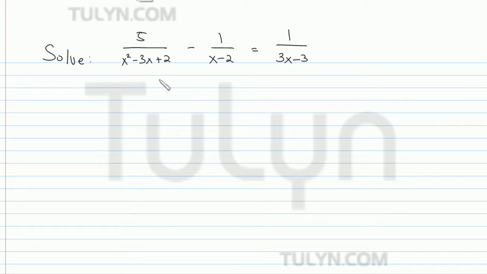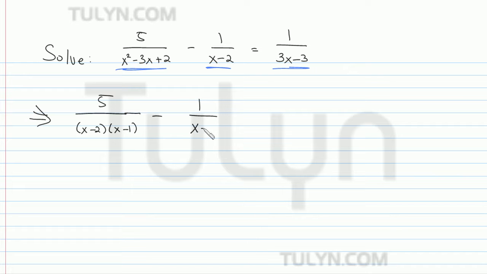So in order to find the LCD, we have to build it from the factors of each of the denominators. So the first thing we should do is to rewrite this equation with each of the denominators factored. This equation becomes 5 over x minus 2 times x minus 1, minus 1 over x minus 2, which stays the same, is equal to 1 over 3 times x minus 1, because we can factor a 3 from each of the terms.